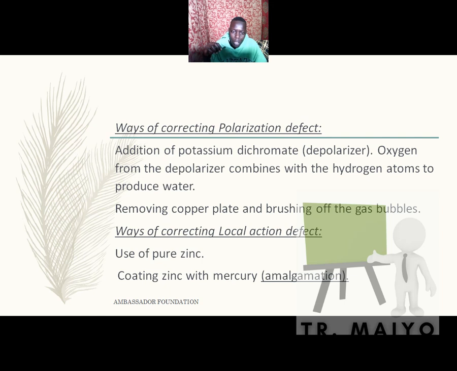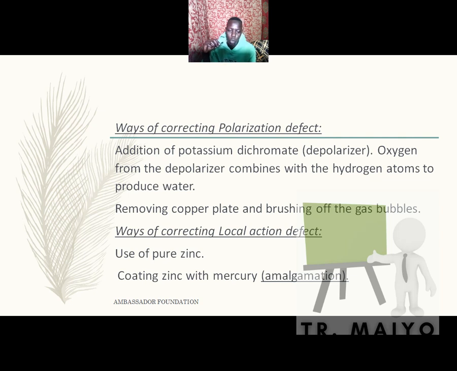Another very funny way that we can overcome polarization is removing it from the solution. You wipe it using a cloth, or you brush the bubbles off, then you return it. It's a very tiresome work. I prefer the first one because you just add the depolarizer inside the electrolyte, and as the process continues, any hydrogen gas formed is immediately oxidized to water. That's why a dry cell after some time is wet. Why? The hydrogen produced was oxidized to water.